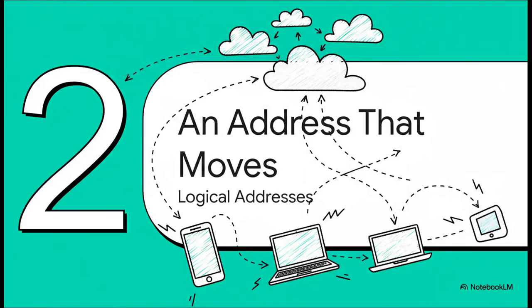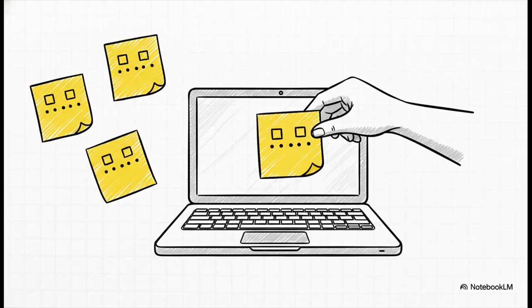But okay, here's where it gets really, really interesting. Unlike, say, a serial number that's stamped onto your device forever, this address isn't permanent. It's actually an address that moves. Yeah, see, unlike a serial number that's literally etched into your computer's hardware, an IP address is what we call a logical address. And what that means is that it can change. In fact, it does, all the time.